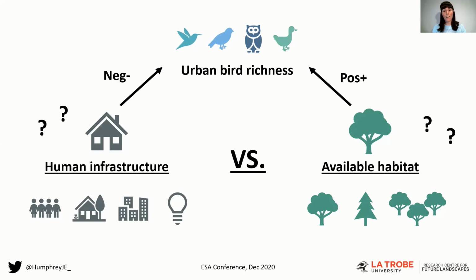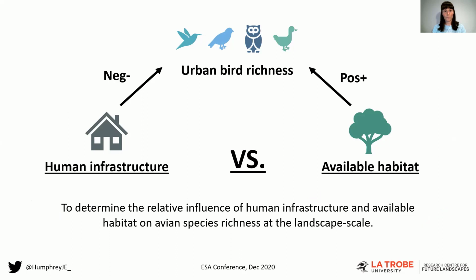Studies to date, however, have often focused on one of these two variables in isolation. In reality, both housing and habitat vary along continuous gradients and are not necessarily inversely correlated. So this begs the question, what drives patterns of bird diversity in urban spaces? I aim to disentangle these two variables and determine the relative influence of human infrastructure and available habitat on avian species richness at the landscape scale.